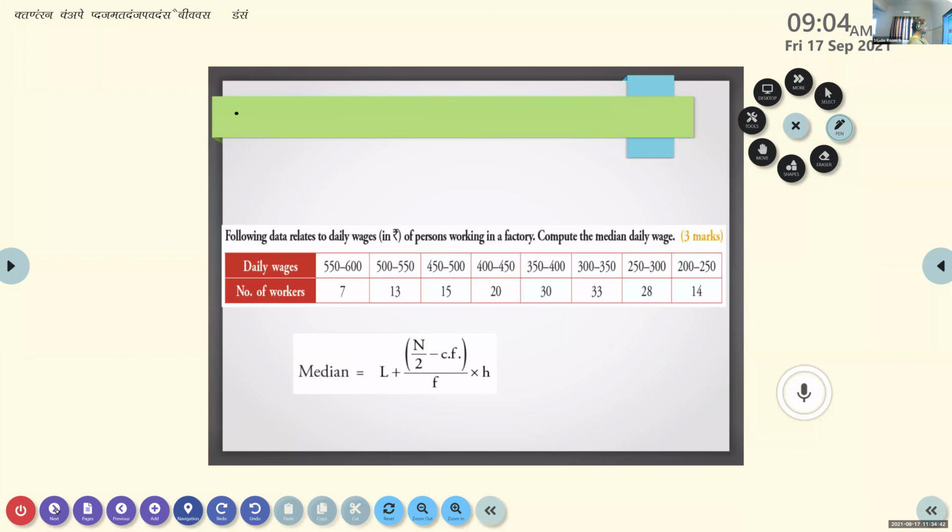Next one. This is another question. Just find out the answer for this. Daily wages are given. How to take median, or how to calculate median? You write x, f like that. This way you write, otherwise it will be difficult for you to get the classes, and we may make mistakes in taking the cumulative frequency and all.